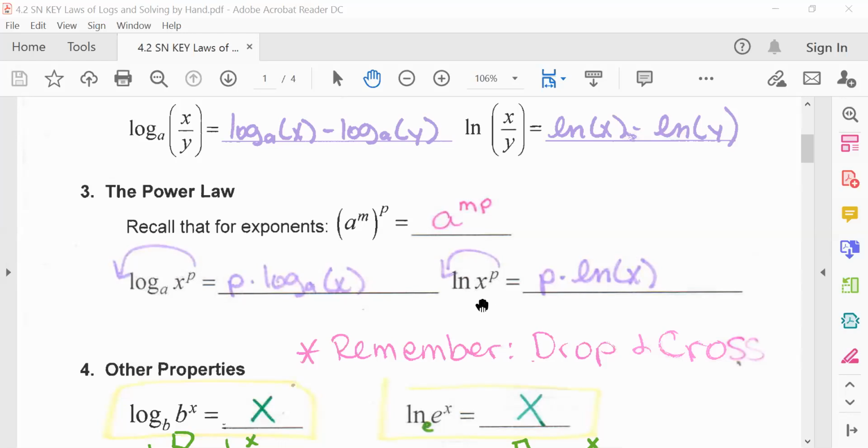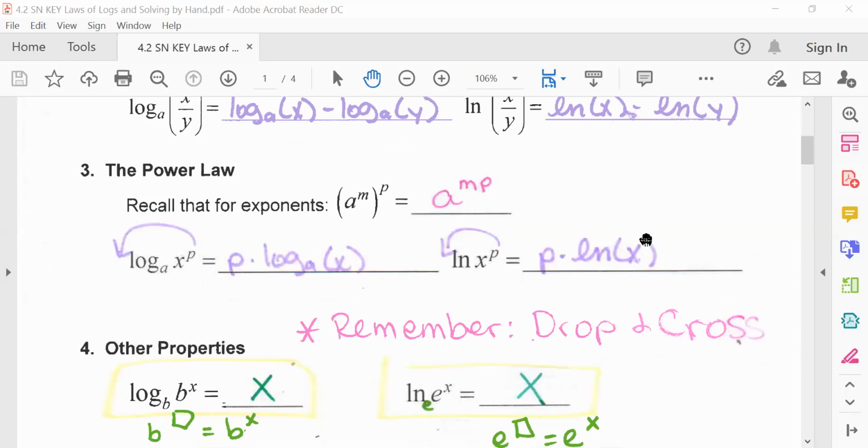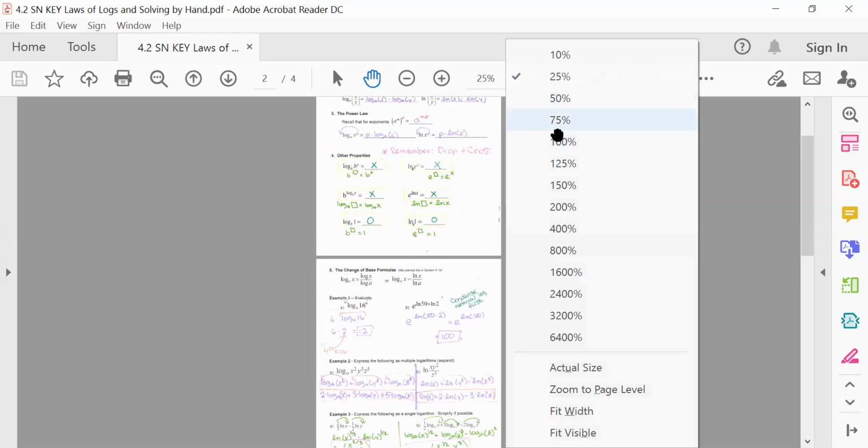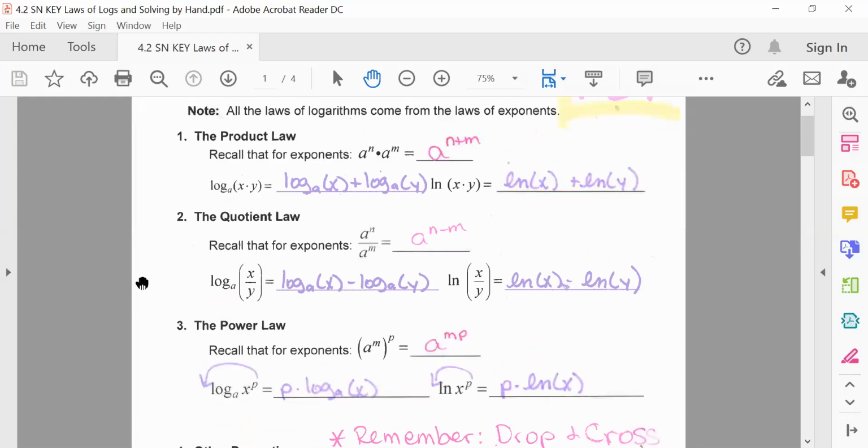Okay, same thing with natural log. Natural log of x to a power, that power comes out front, and we have p times natural log of x. Okay, any general questions? Any general questions on those log powers?